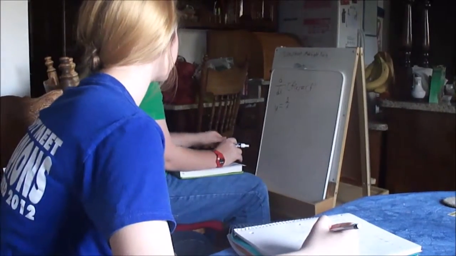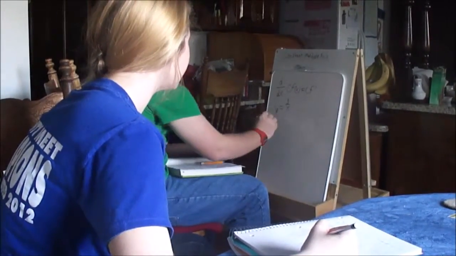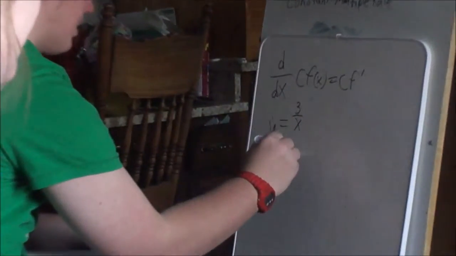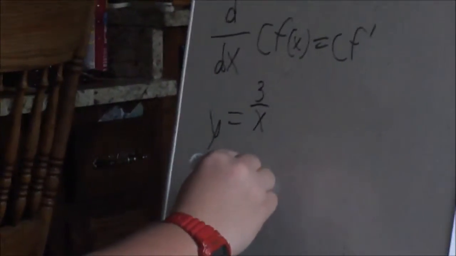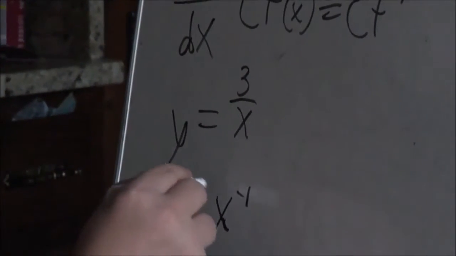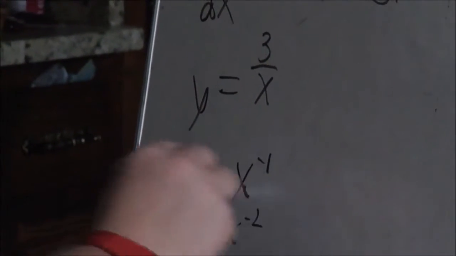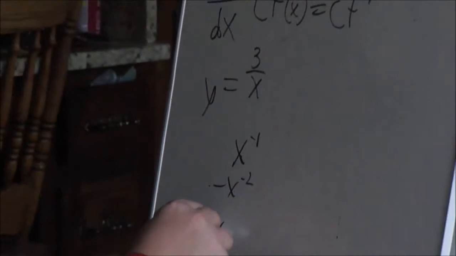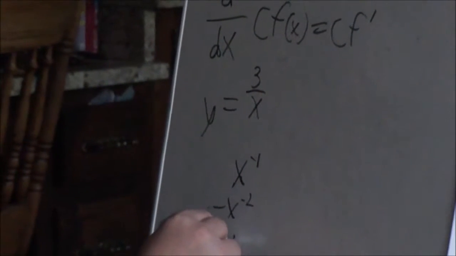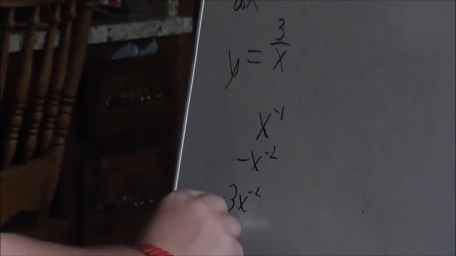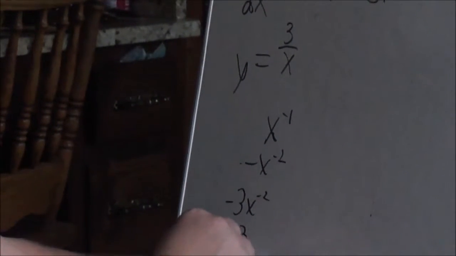Negative 3 over x squared. That's correct. So once again, you take the x, you change it into an exponent, negative 1, and then you do the derivative, which would be negative x to the negative 2. You multiply the 3 back in, to get negative 3x to the negative 2, and because it's negative, the x becomes divided by, so it'll be negative 3 over x squared.